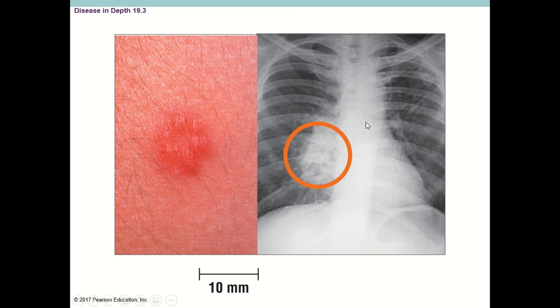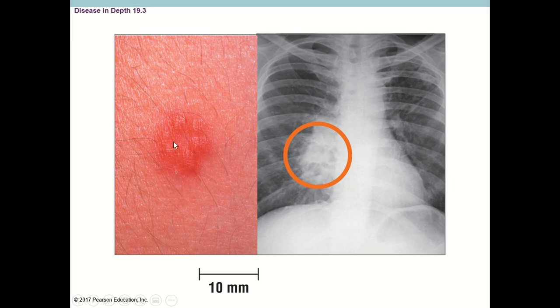Okay, so we're looking at x-rays here of a person's thoracic cavity. We're looking at the rib cage here, intercostal bones, and right here is a tuberculosis lesion within the right side of the thoracic cavity, inside of the right lung. Okay, so that's one way to diagnose the disease.